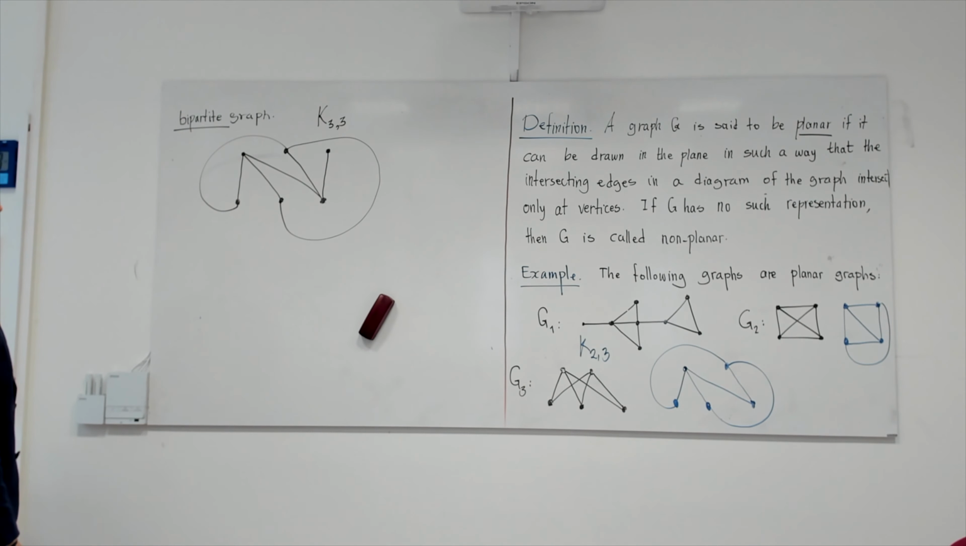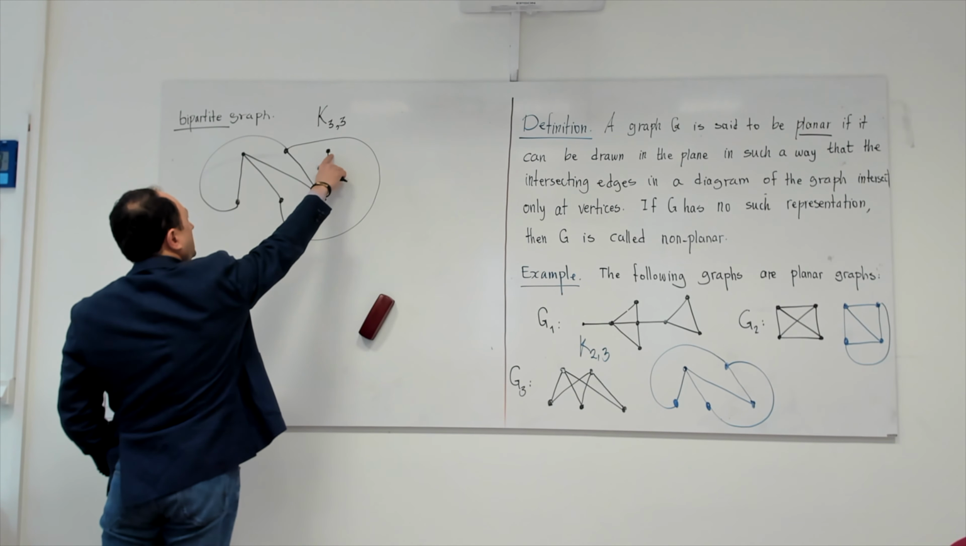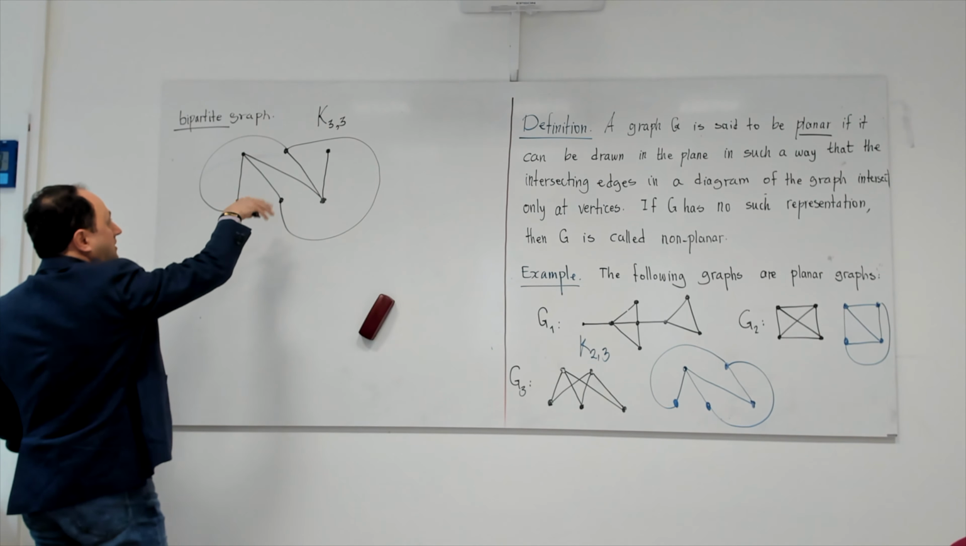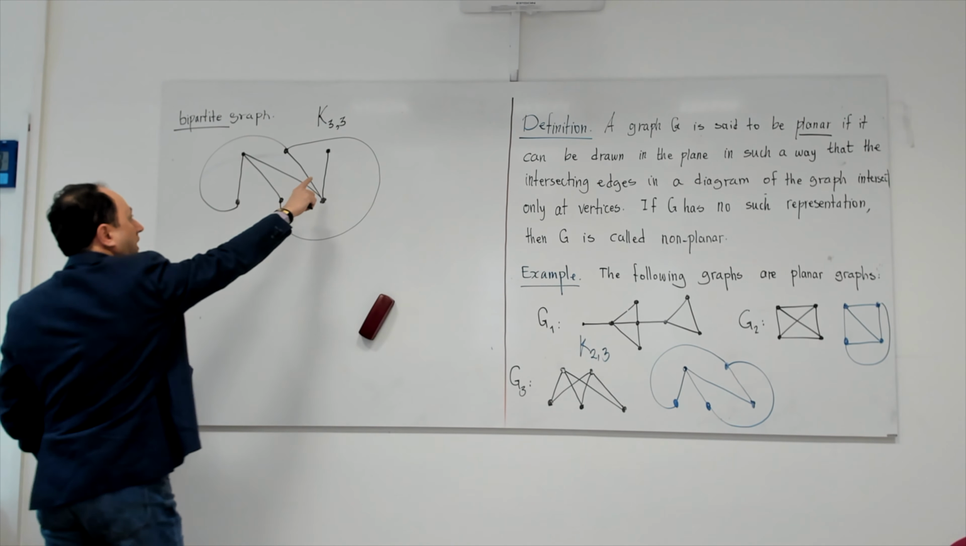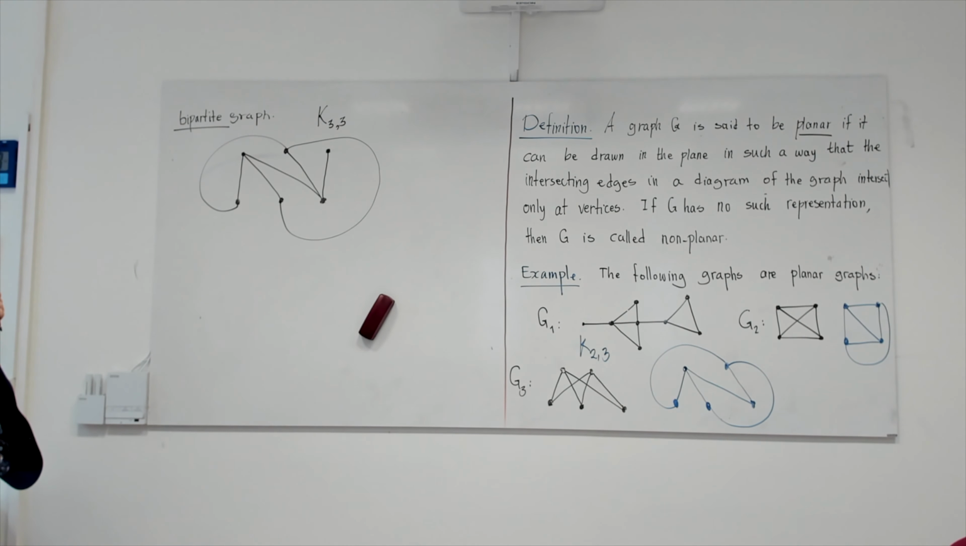So how many edges are left now? I need to draw 2 more edges from here, but this is a dead end. The way that I did it, I need 2 more edges. Could you come up with a drawing where you need only 1 edge to be drawn and you cannot do it? Yes? Okay, can you tell me what to do?